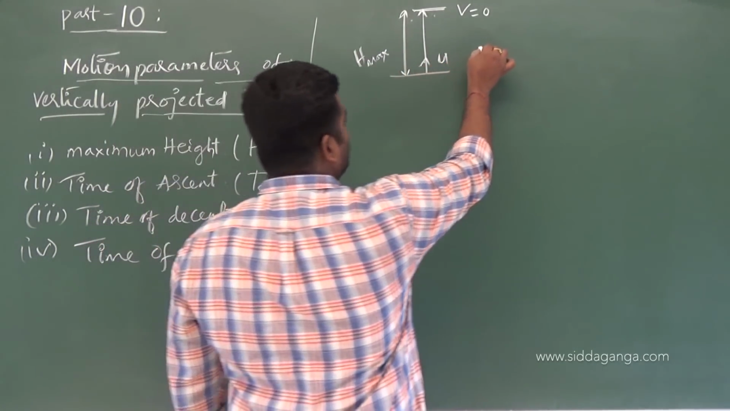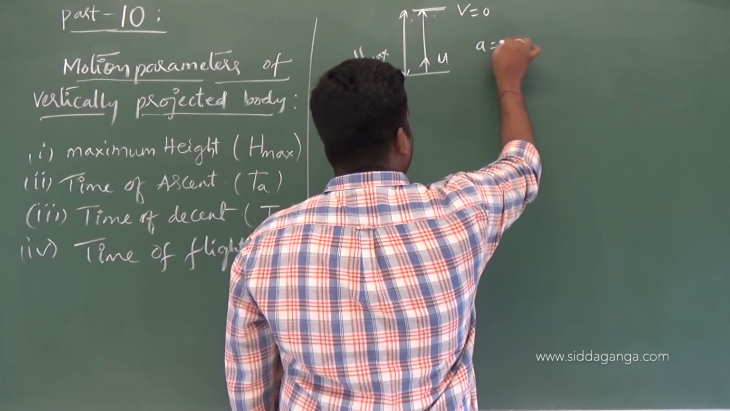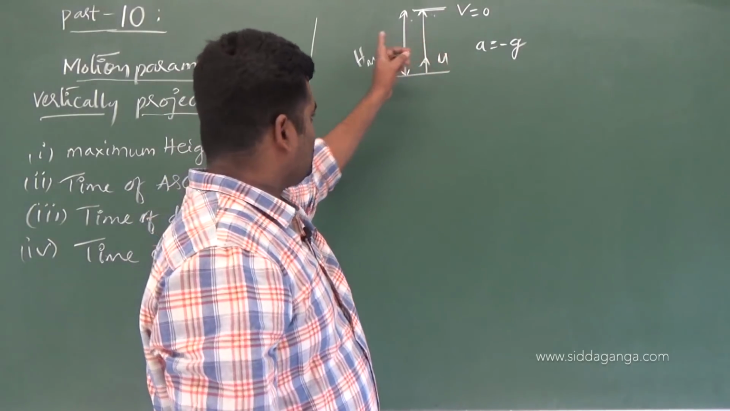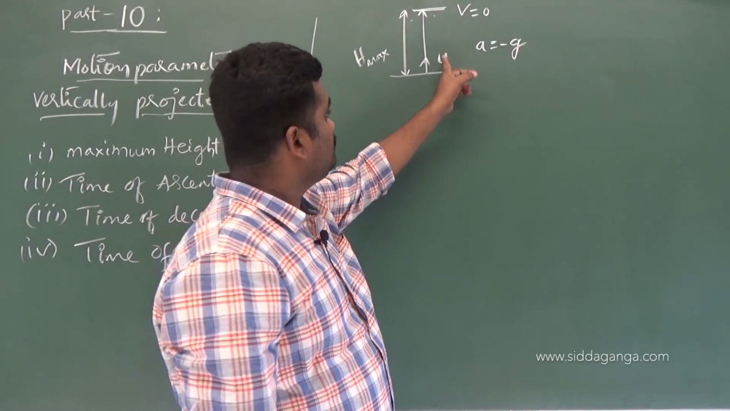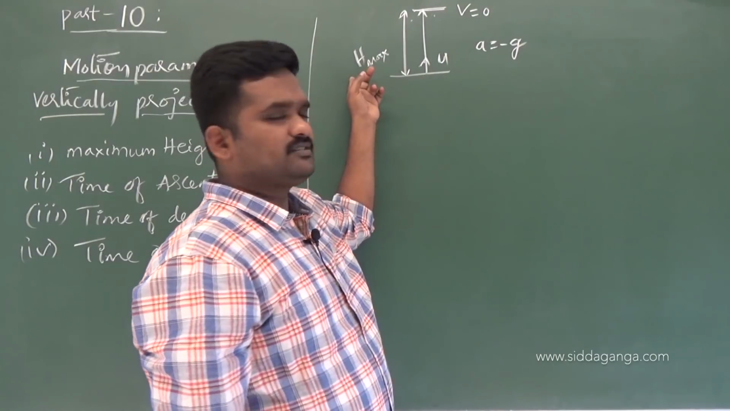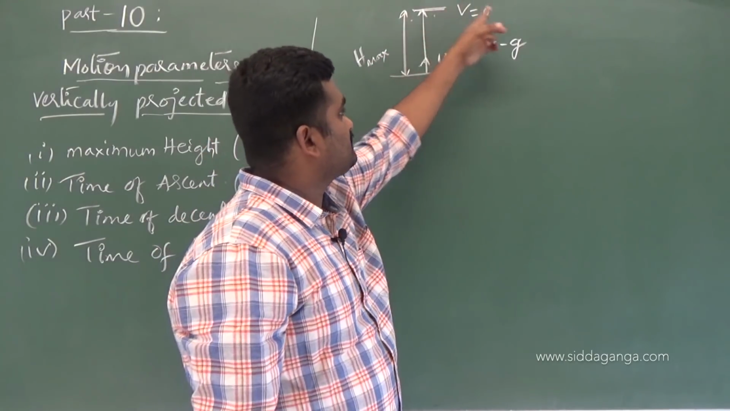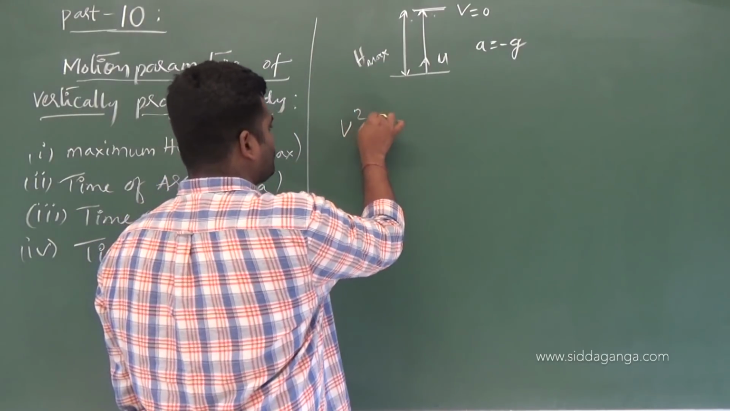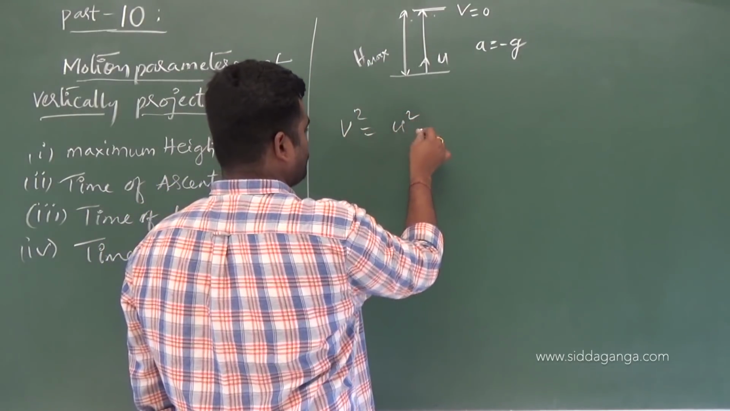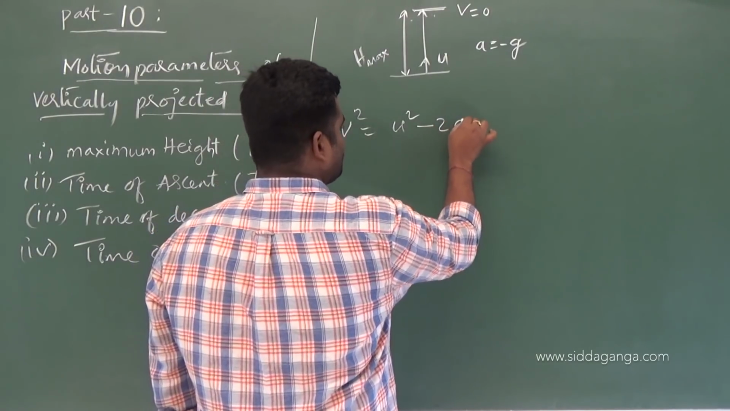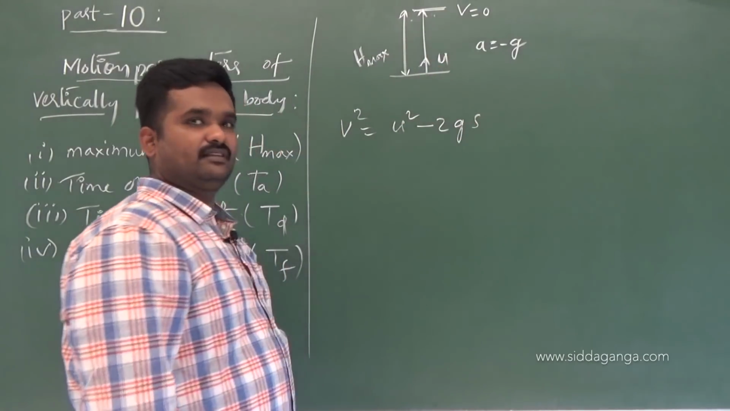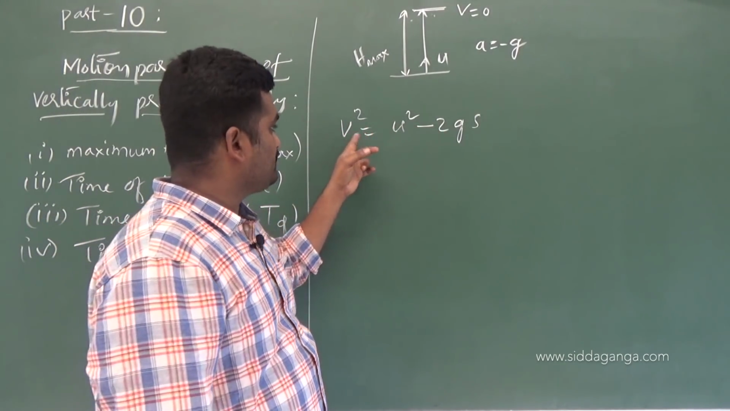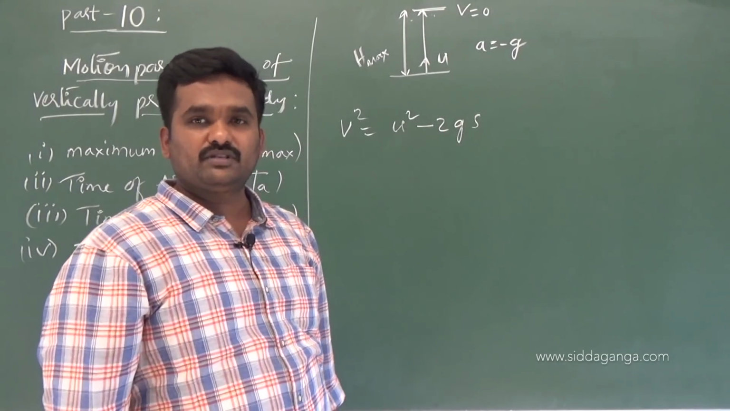See, you know for this motion a equals minus g throughout the motion. What is the relation corresponding to u, v, a and h? H means s, displacement. What is the equation of motion we have written? For vertical motion we have this relation: v square equals u square minus 2gs. Yes or no? It is one of the equations of motion we have written for a vertically projected body: v square equals u square minus 2gs.